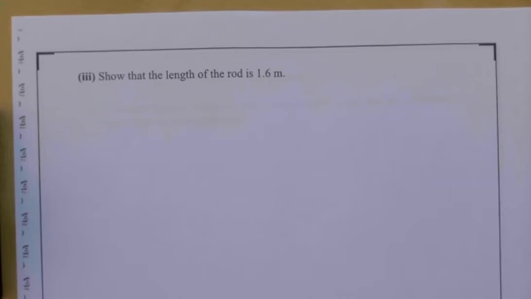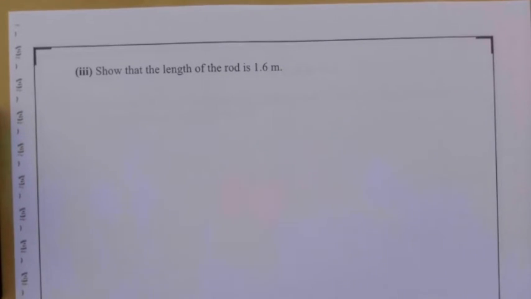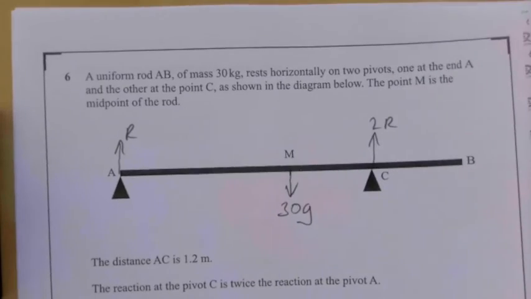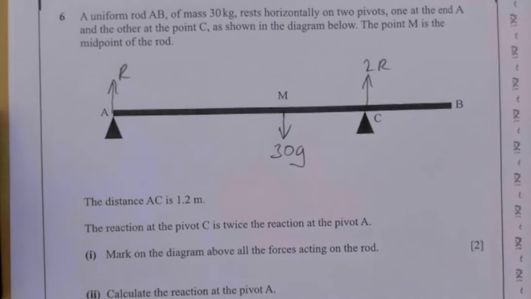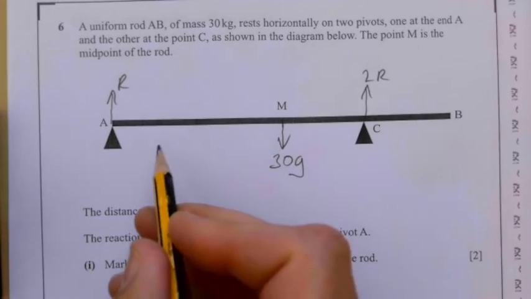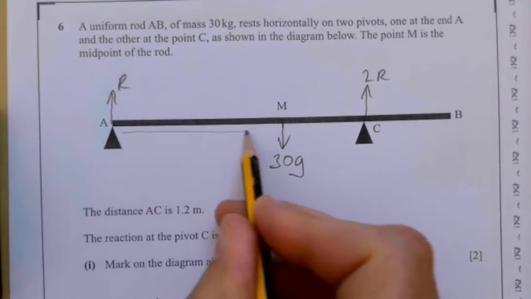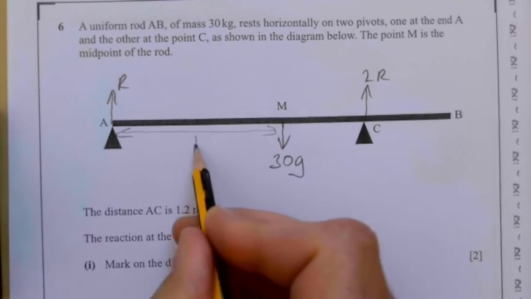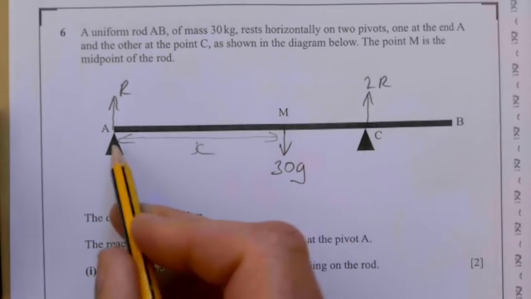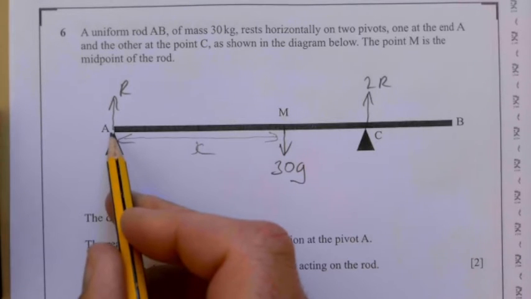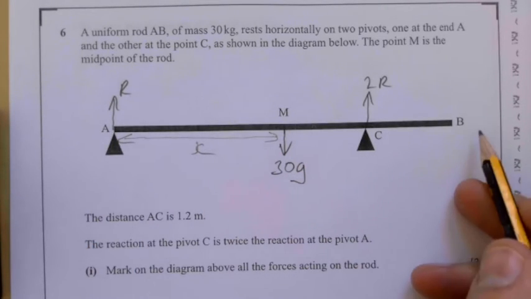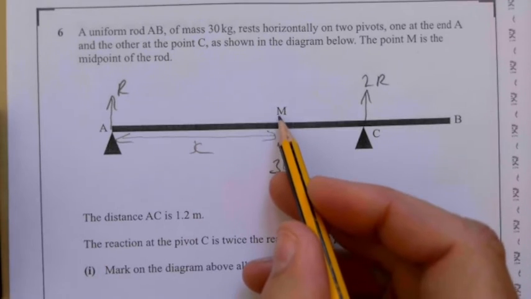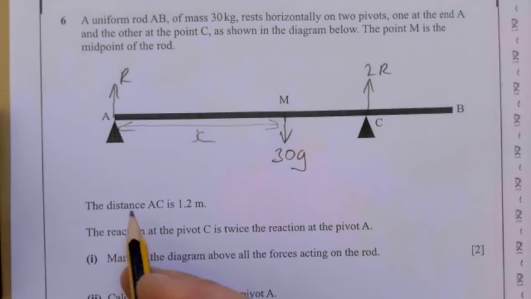On the next part, show that the length of the rod is 1.6 meters. So we're going to need to take moments about a certain point. I am going to take moments about the point A, and let's see how it works out. What distances do we know? I'm going to call this distance here X. Whenever I work out X, if I double it, that's going to be the length of the rod, because this is the midpoint. The other distance they've told us is that AC is 1.2.